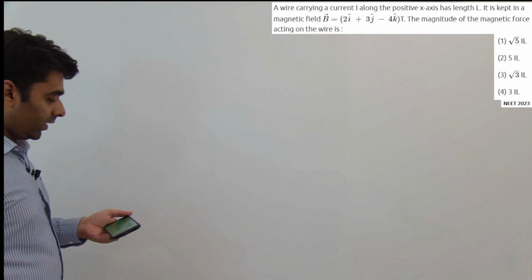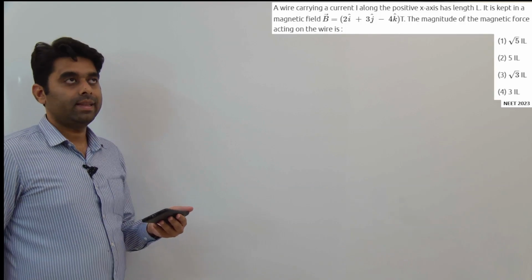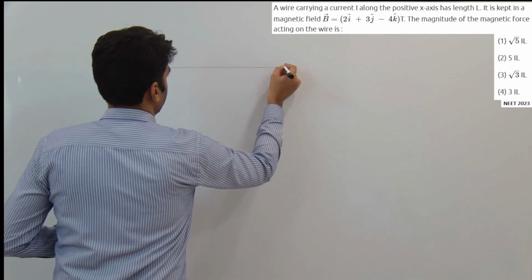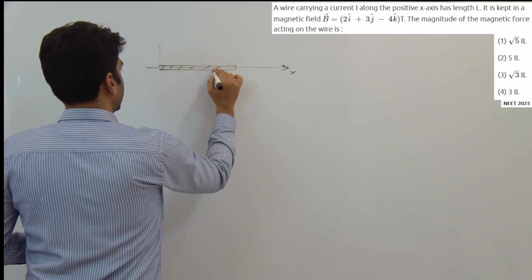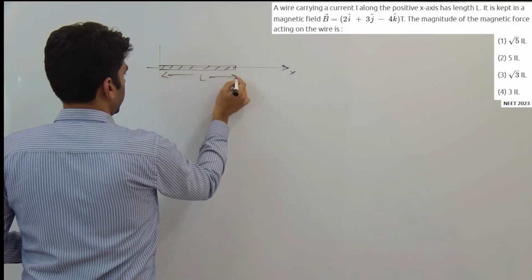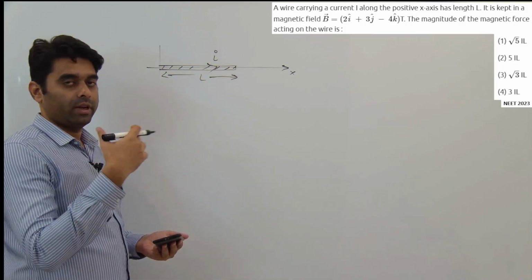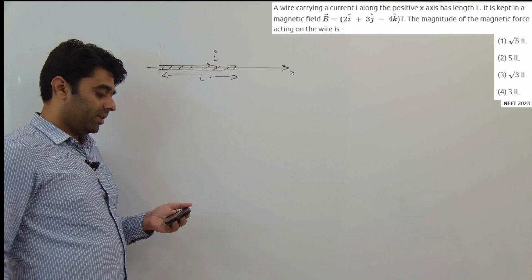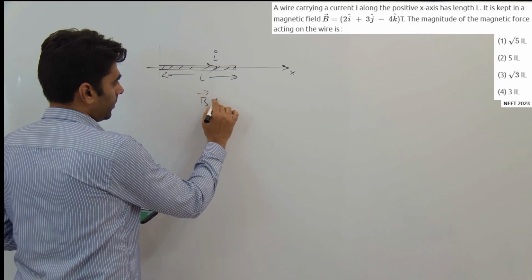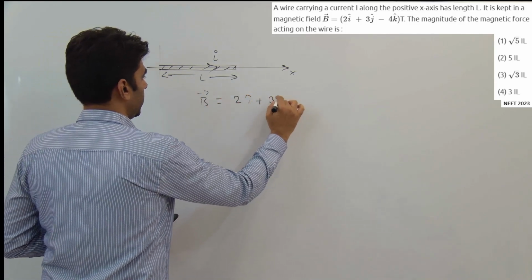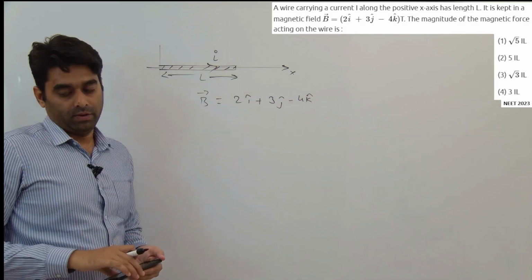So our next question is, a wire carrying a current I along the positive x-axis has length L. Some wire is there of length L on the x-axis. It carries a current of I. Not specifically mentioned positive or negative x direction, so we will take it plus x direction only, right? It is kept in a magnetic field B vector equals 2i cap plus 3j cap minus 4k cap. The magnitude of magnetic force acting on the wire is?